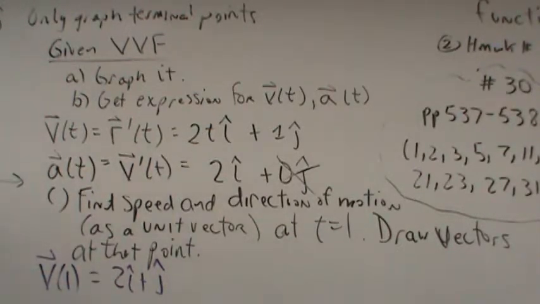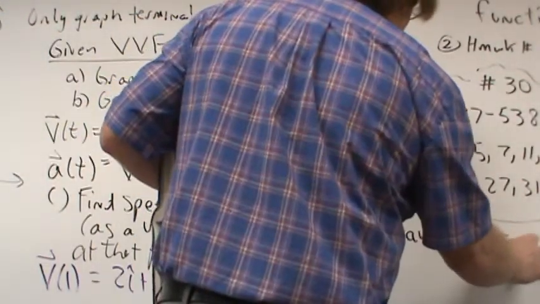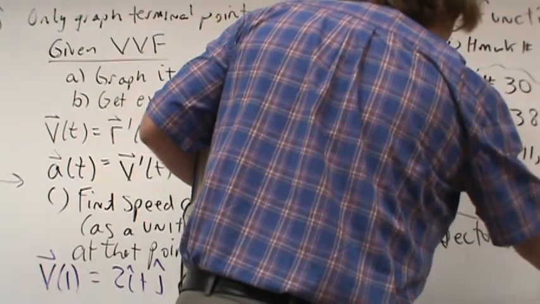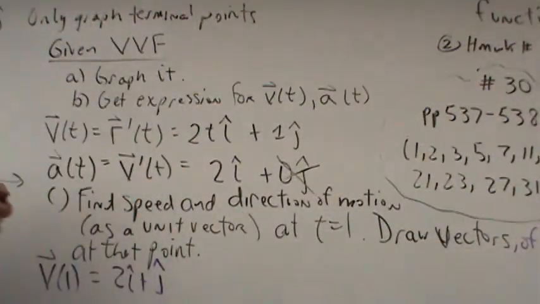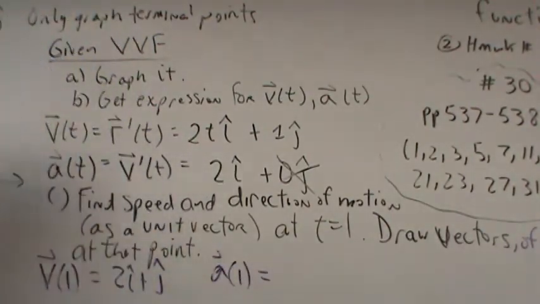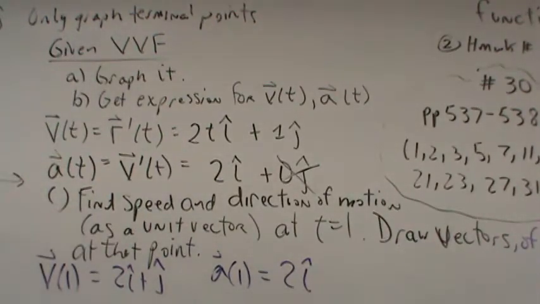All right, do they want the acceleration? No, they don't want the acceleration. Well, I want the acceleration. So maybe I should say, find speed and direction of motion in unit vector at t equal 1. Draw vectors of v of 1 and a of 1. Because I want to get the acceleration at 1 as well. The acceleration at 1 is 2i, because that's going to be the acceleration for any point.